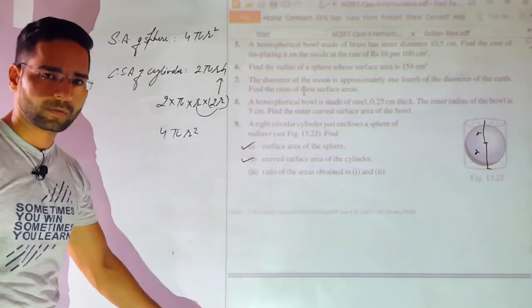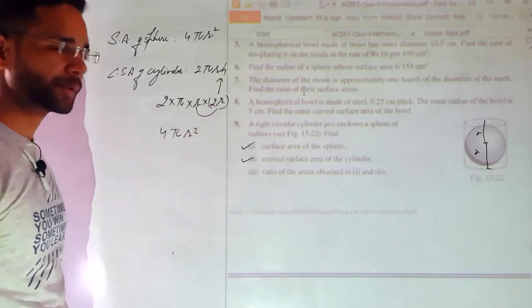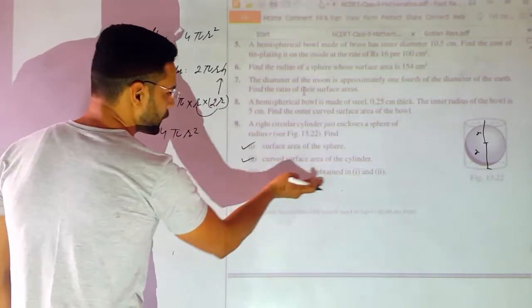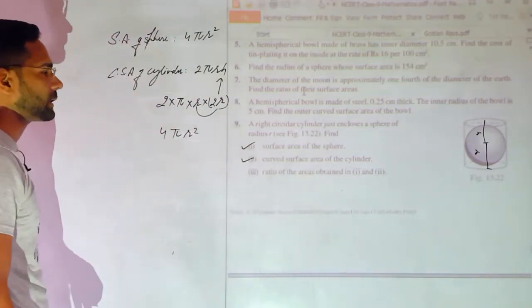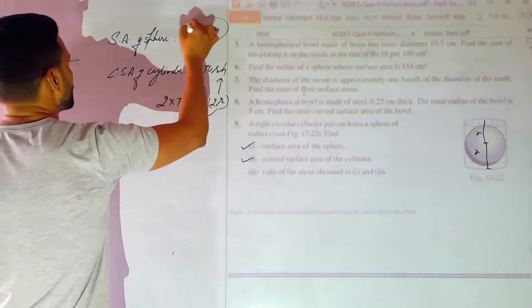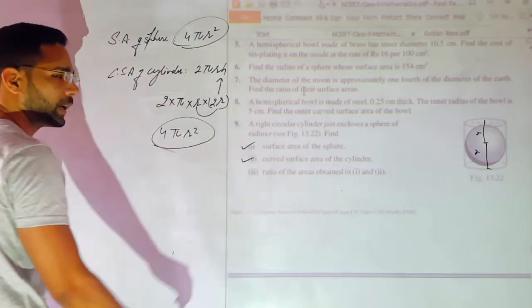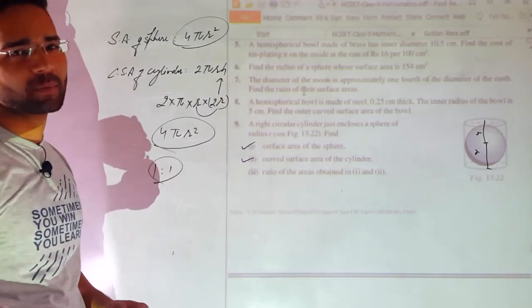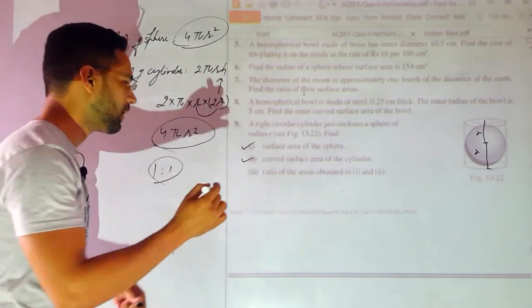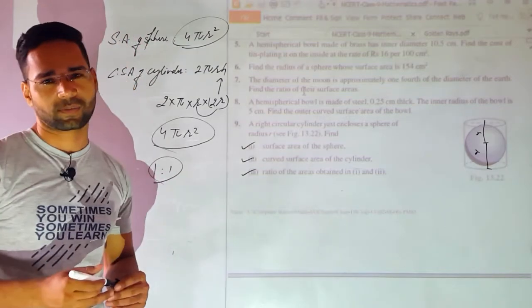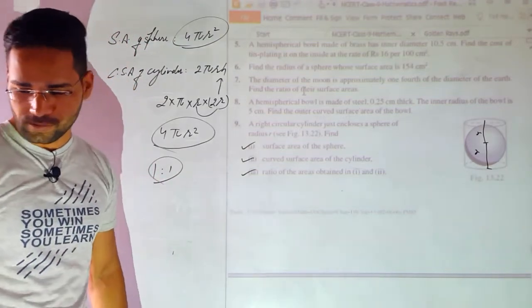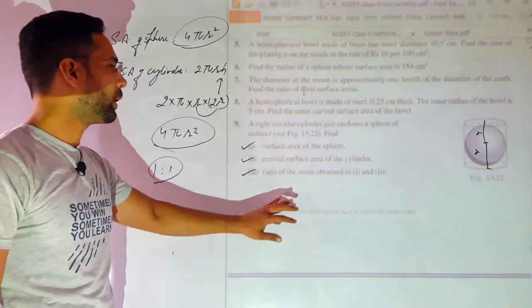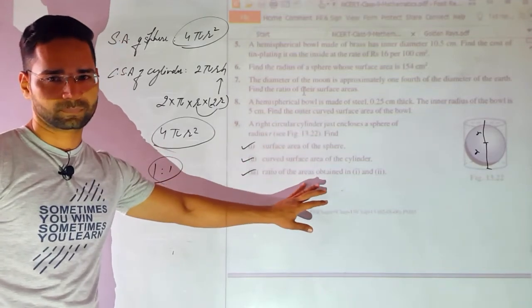Second, solve: 4 pi r square. Ratio of the area obtained in first and second. First is 4 pi r square, second is 4 pi r square. The ratio will be 1:1. Solve all three parts. Very easy it was. I hope you have understood.